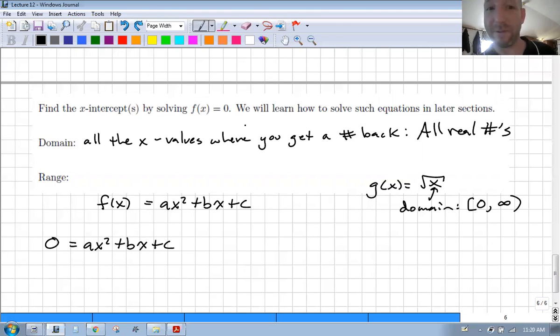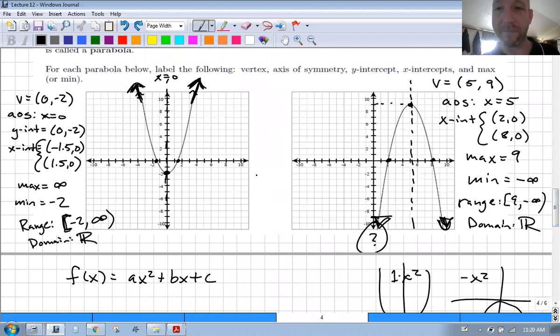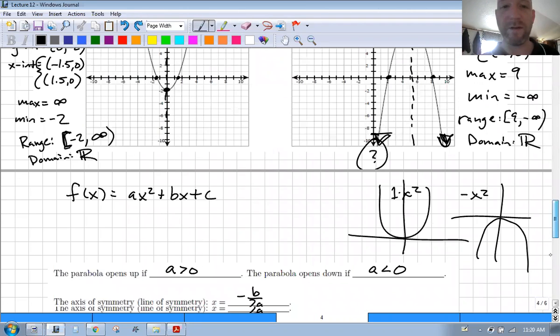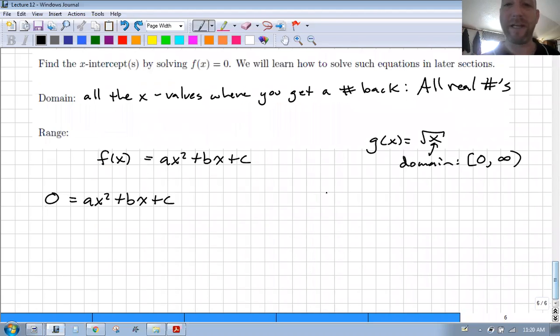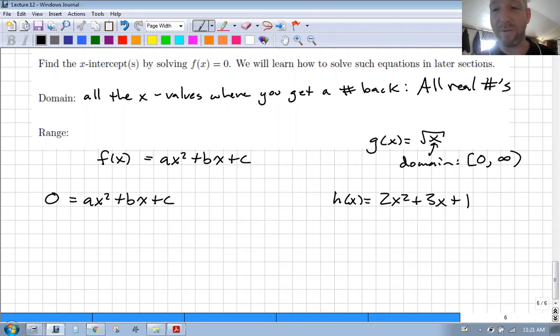Now, find the x-intercepts by solving f of x equals 0. Well, up here we just looked at the graph. What if they gave us a function instead, like this, and they wanted us to find the x-intercepts? Well, we could graph it and eyeball where the line crosses the x-axis. But to do it mathematically, we'd have to set this equal to 0 and solve.